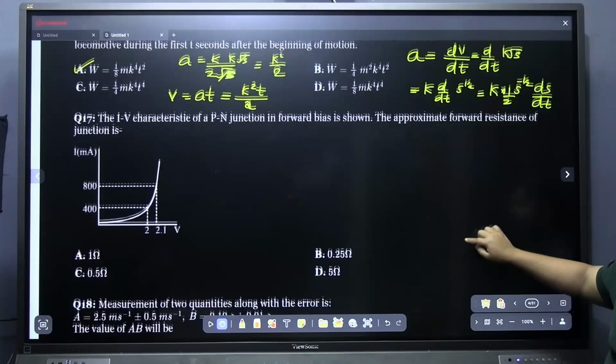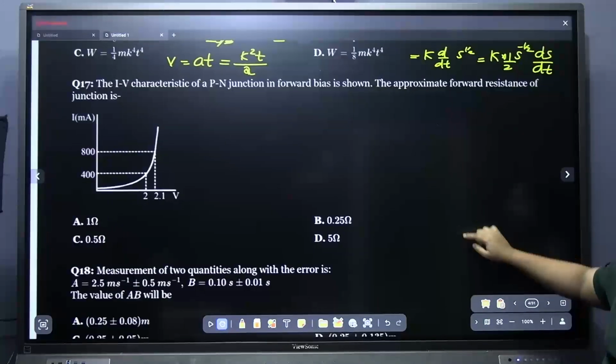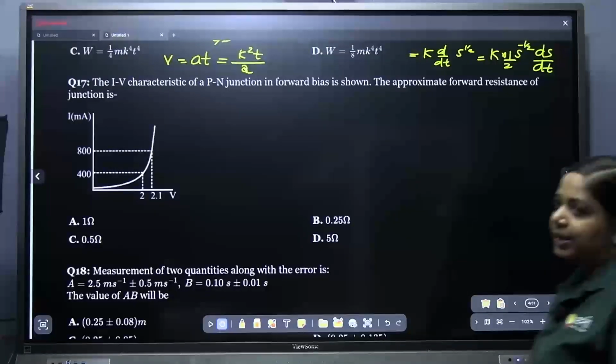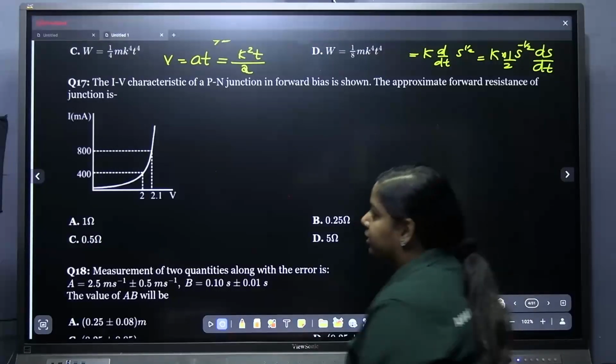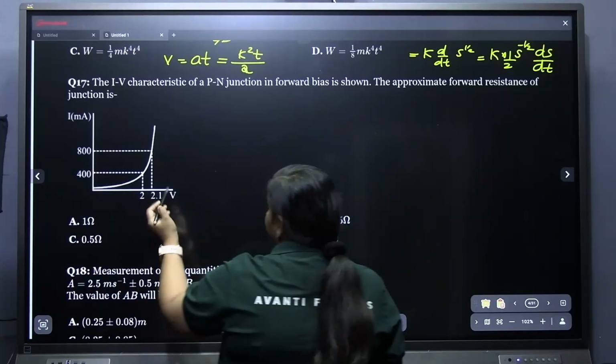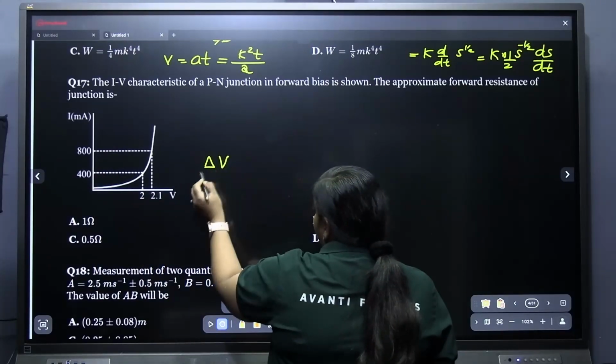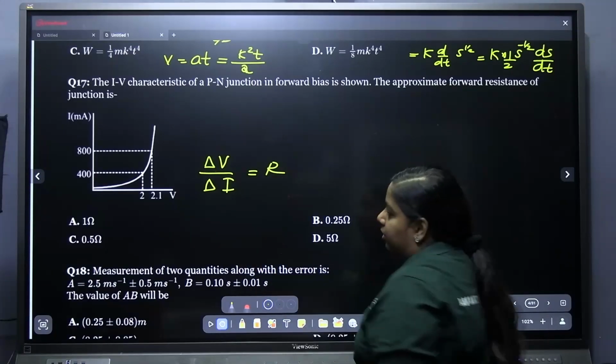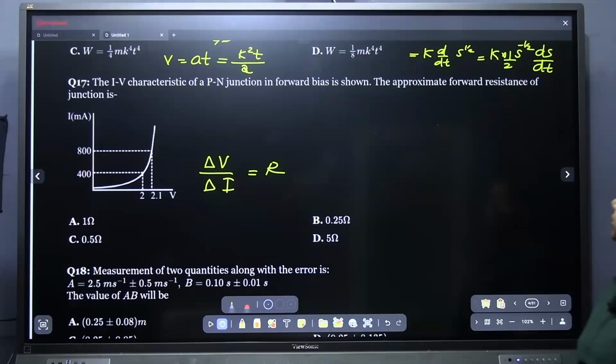Okay. Question number 17. The IV characteristics of a PN junction in forward bias is shown. Approximate forward resistance of the junction is. For finding the forward resistance, there is nothing to do. This is current, this is volt. Delta V by delta I, if you substitute, you will get R. Average resistance.